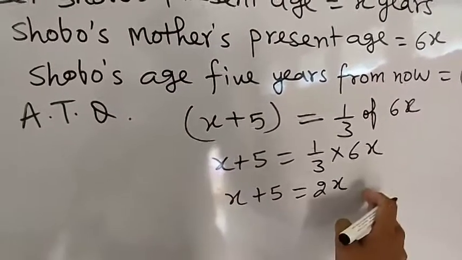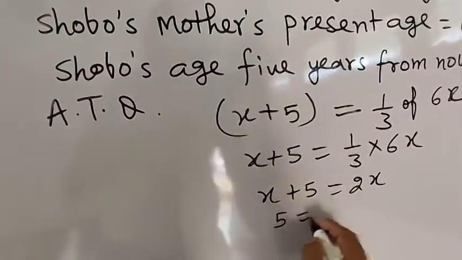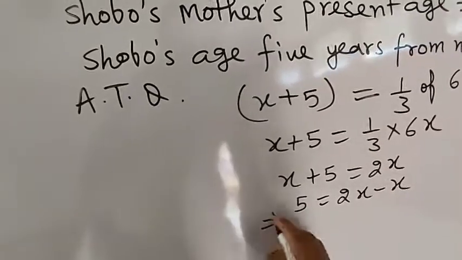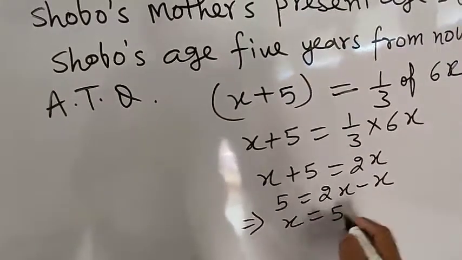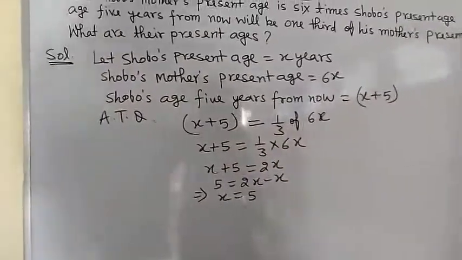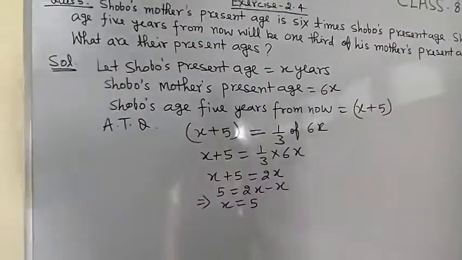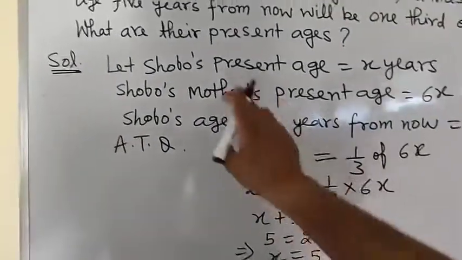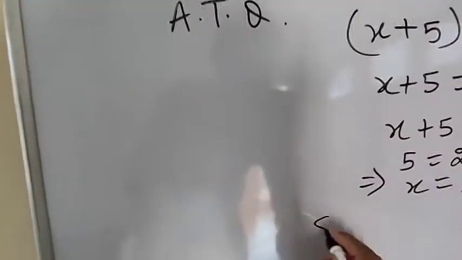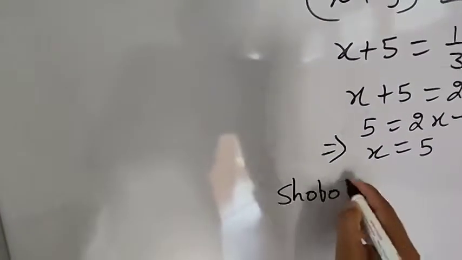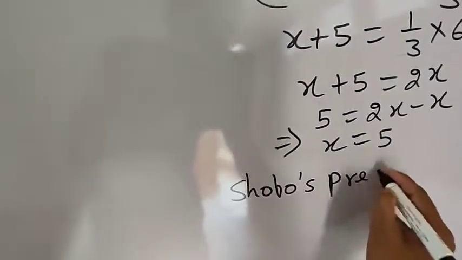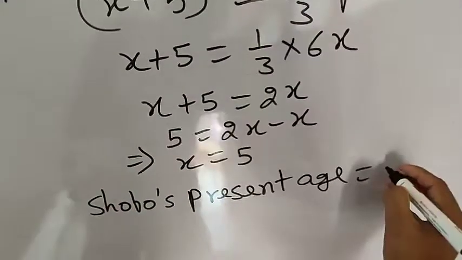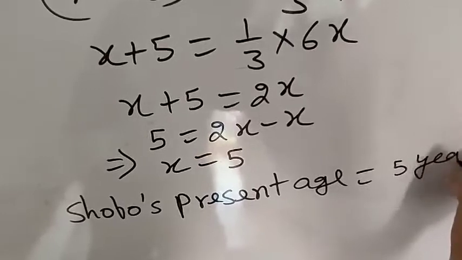Now transfer that x to the right side. So 5 equal to 2x minus x. 2x minus x is equal to x. It means x equal to 5. So here you got the value of x, that is 5. In the question it is asked what are their present ages. So x is the present age of suppose. So here you will write suppose present age equal to x years. It means 5 years.